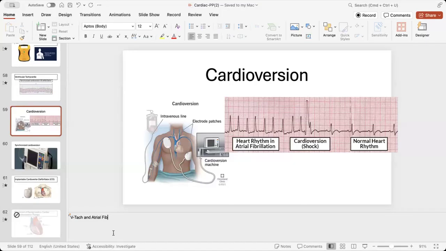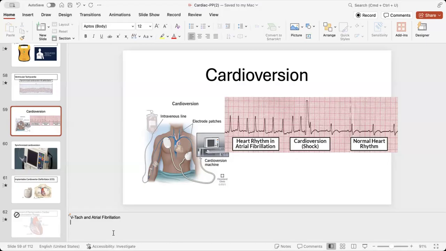Regular. Yep, irregularly irregular. Remember with atrial fibrillation, the atria are fibbing, right? They're not pumping as well. They're still pumping, but not as well. They're kind of quivering. So a cardioversion could be used for VTAC, and it could be used for atrial fibrillation. And this just shows you that we're shocking that patient and hopefully they go back into a normal heart rhythm.